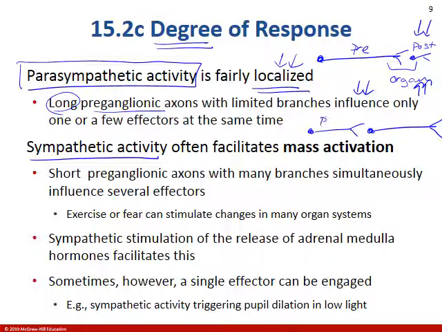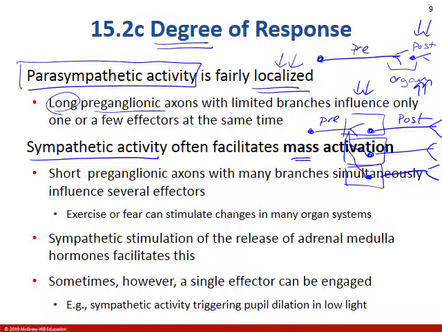With sympathetic, this fight or flight, we had a short pre and then we had a really long post. So the pre, also if you remember, the ganglion lined up next to the spinal cord. And remember we said that some preganglionics can reach out and talk to multiple posts. So we get this mass activation. Think of all the things that have to be turned on or enhanced or sped up if you're working out or you're running from someone, right?